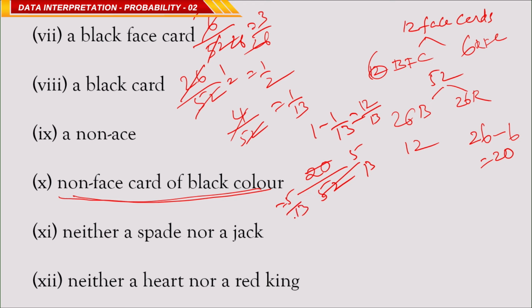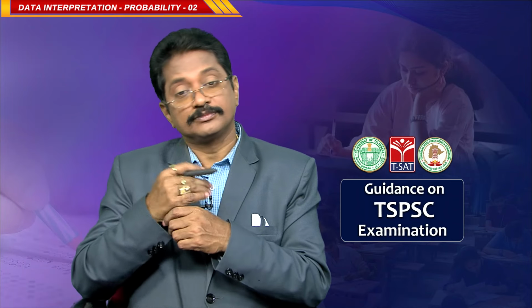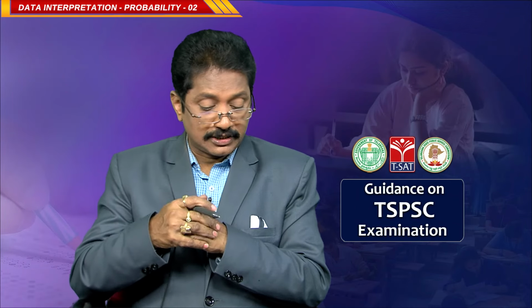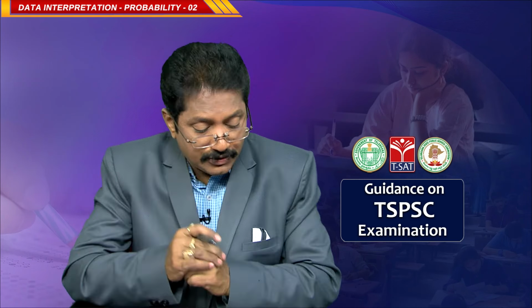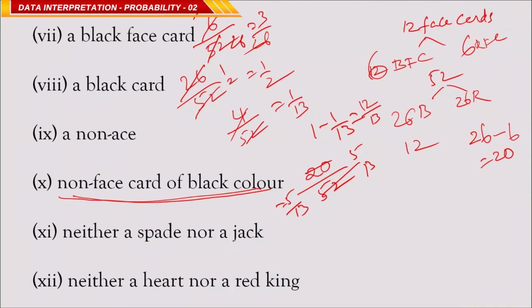Clear? Okay. Next, neither a spade nor a jack. Neither spade nor a jack means it should not be a spade and not be a jack. So now, a spade: how many spade cards are there? There are 13 spade cards. And jack: how many jack cards are there? Actually jacks are 4, but one is already counted among the spades, so 3. So 13 plus 3 is 16.